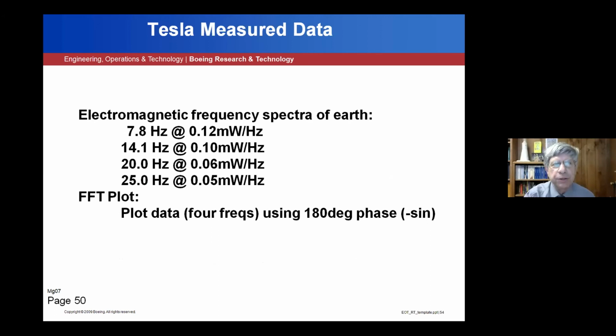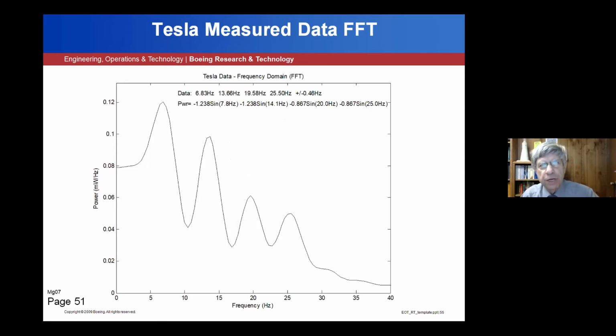To start with, what he measured was 7.8 hertz at 0.12 milliwatts per hertz, 14.1 hertz at 0.1 milliwatts per hertz, and 20.0 at 0.06, and 25 at 0.05. Now, if you look at those numbers, they're very close to the gravity numbers, almost too close not to be connected. So when you do an FFT on them, you get this nice wave shape here.